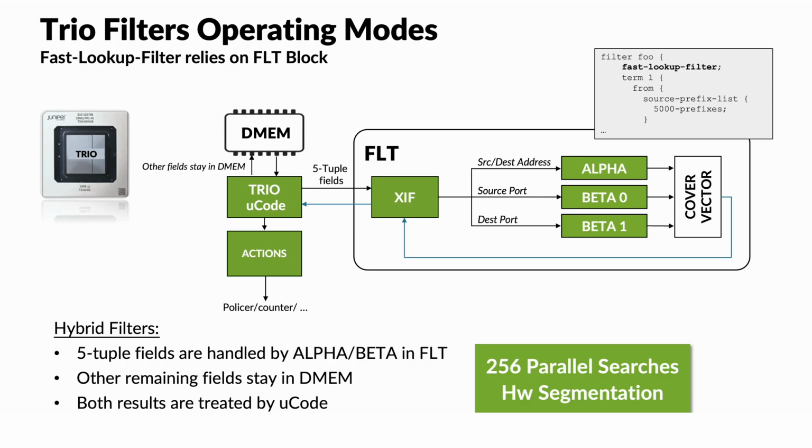Unlike FLT on Express, only the 5-tuple, the 5 standard IP fields, is handled by the Trio FLT. But keep in mind that FLT on Trio can work in conjunction with the ASIC's DMEM. For example, we could consider hybrid FLT filters, which are filters with terms that combine 5-tuple matches with other criteria, such as packet length, DSCP field, or even DPI level matching, thanks to the flexible match feature.